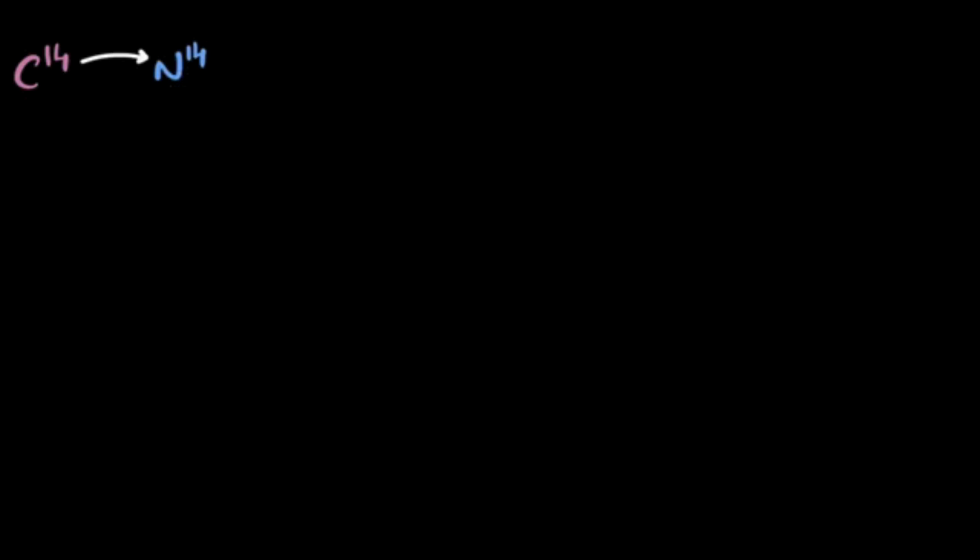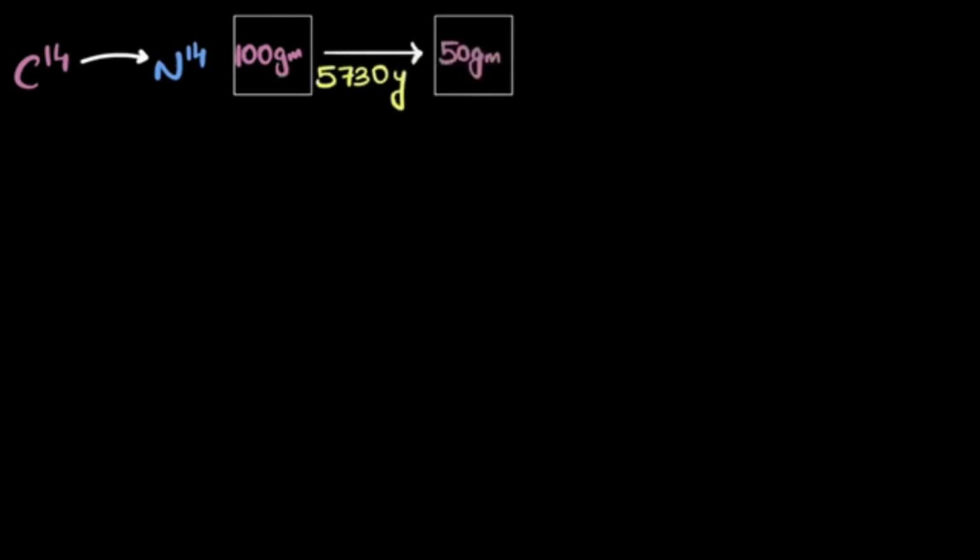Now, if you take any amount of carbon-14 you want, let's just take a nice number, 100 grams, let's say. As time passes by, the atoms will start decaying, and so the amount of carbon-14 that you have will start reducing, isn't it? Now, it turns out that after about 5,730 years, 50 grams of carbon-14 would have decayed to nitrogen-14, and only 50 grams is left with you.